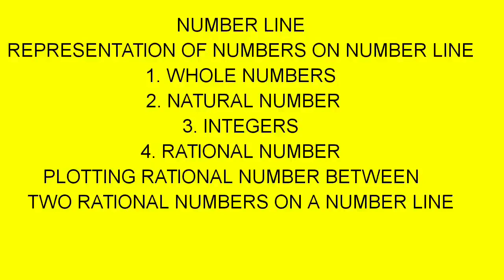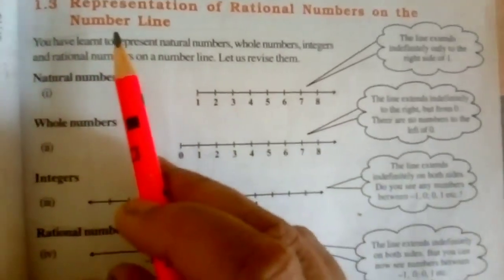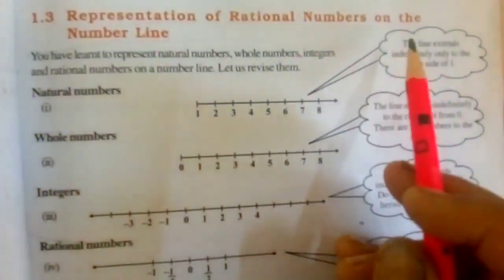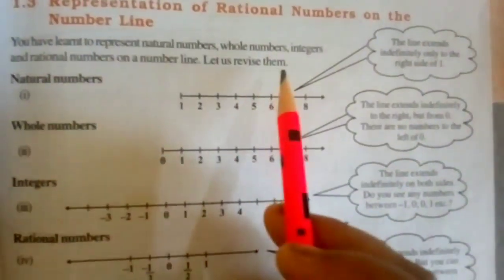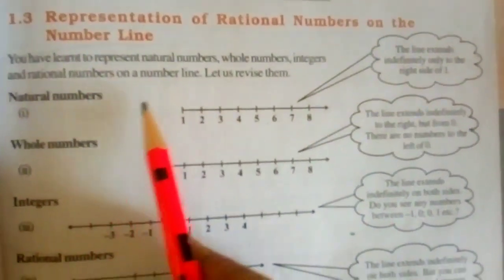Representation of whole numbers, natural numbers, integers and rational numbers on the number line, and plotting rational numbers between two rational numbers on a number line. Today we will study the representation of rational numbers on a number line. Now we have learned to represent natural numbers, whole numbers, integers and rational numbers on a number line.